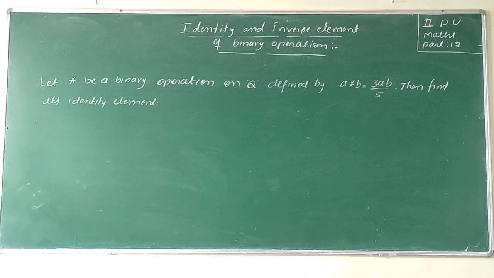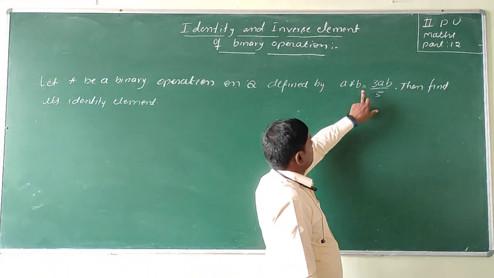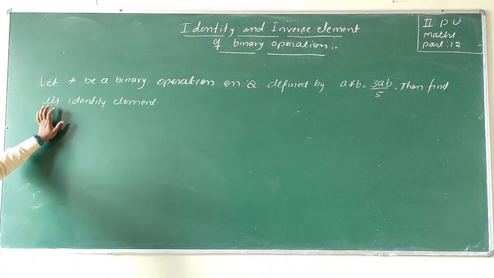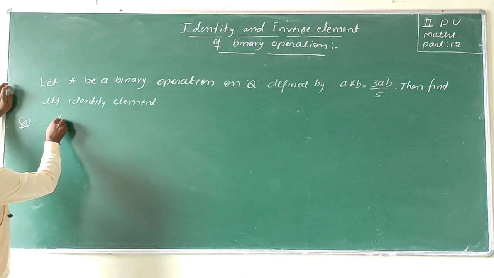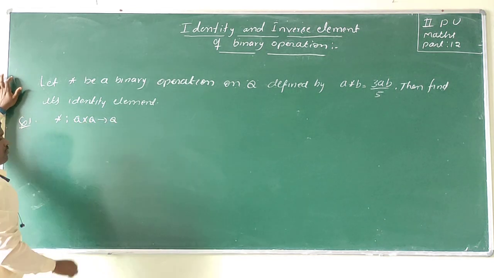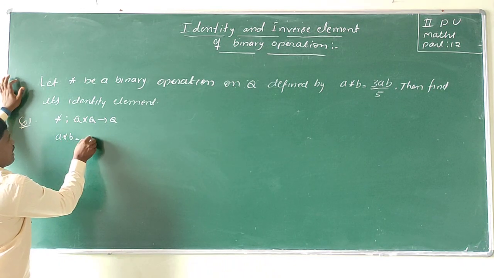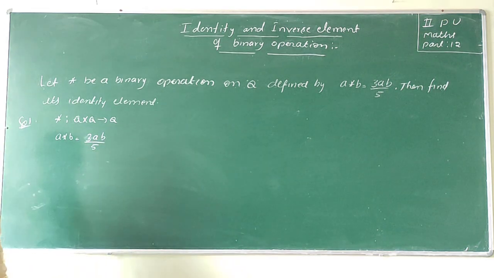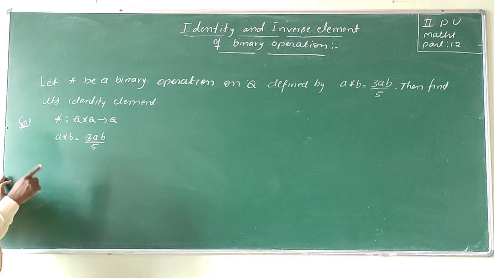Now see here. Let star be a binary operation on Q defined by A star B is equal to 3AB by 5. Then find the identity and its identity element. Solution: star is defined from Q cross Q to Q, so rational numbers, and A star B is defined as 3AB by 5. We need to find the identity element of the binary operation.